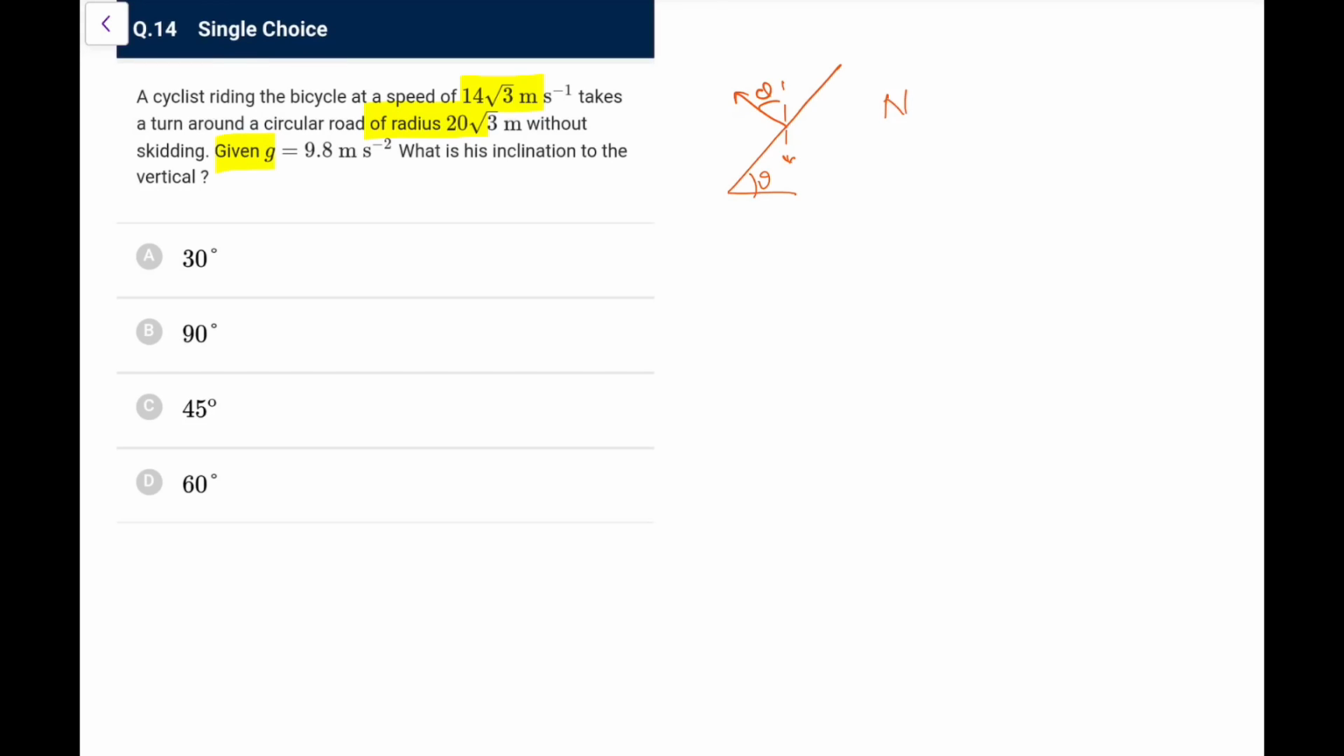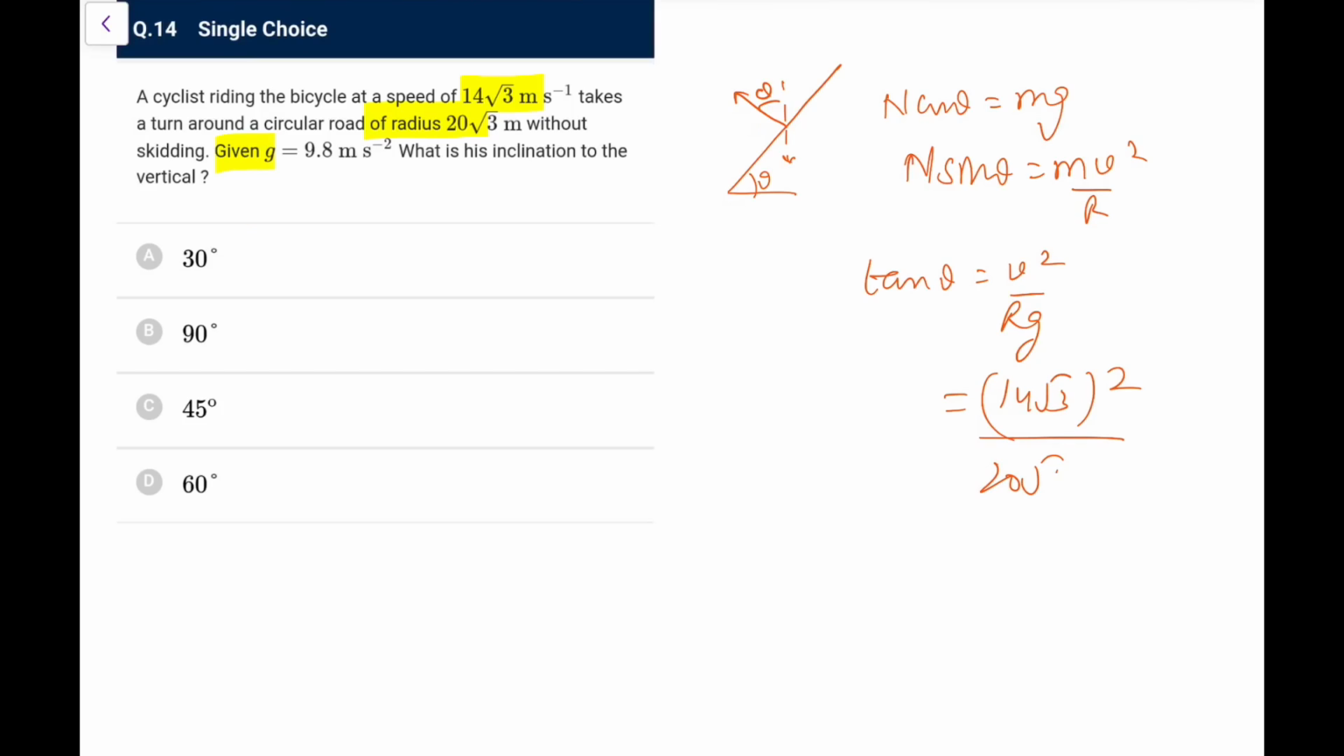So what I can write, N cos theta is equal to mg, and N sin theta provides the necessary centripetal force, mv square by r. So tan theta would be, directly you can write, v square by rg, that is the famous relation you know. So (14 root 3) whole square divided by 20 root 3 into 10. What do you have? 14 into 14 into 3, that is 20 root 3 into 10. So this becomes root 3 here.